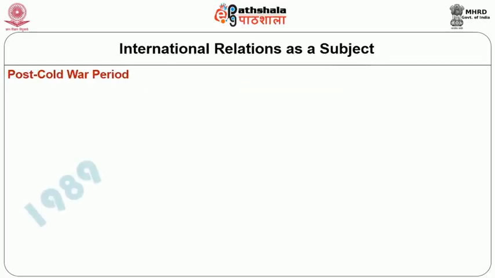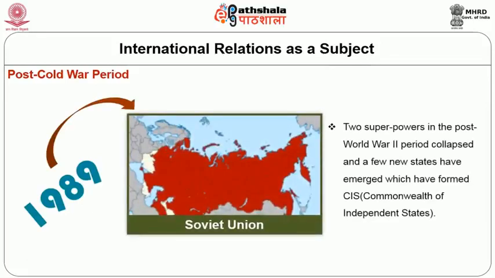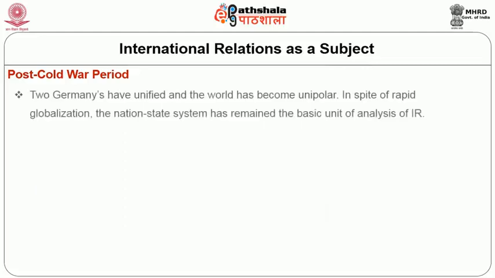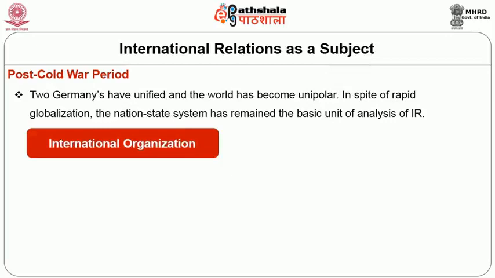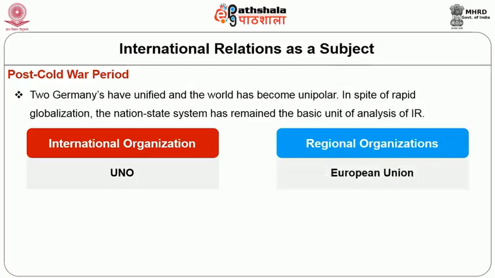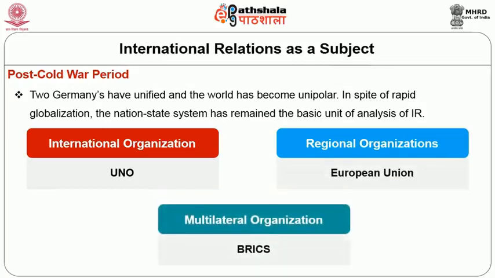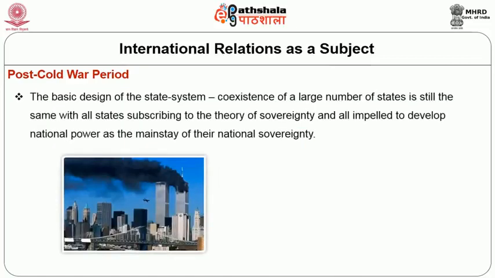The post-Cold War period. In the post-Cold War period from 1989, the Soviet Union, one of the two superpowers in the post-World War II period, collapsed and a few new states emerged which have formed the CIS, that is the Commonwealth of Independent States. Two Germanys have unified and the world has become unipolar. In spite of rapid globalization, the nation-state system has remained the basic unit of analysis of IR. The international organizations like UNO, regional organizations such as the European Union, and multilateral organizations such as BRICS are working in a new style so that the nation-state system can be refashioned.